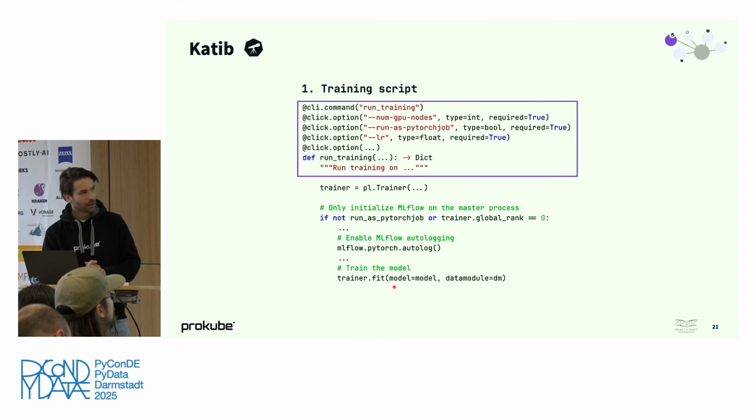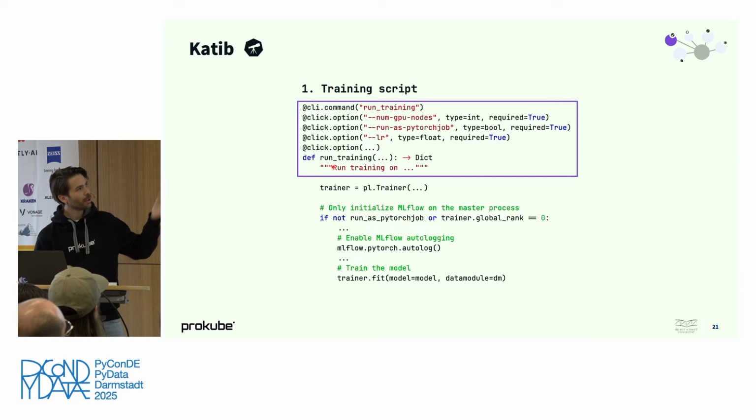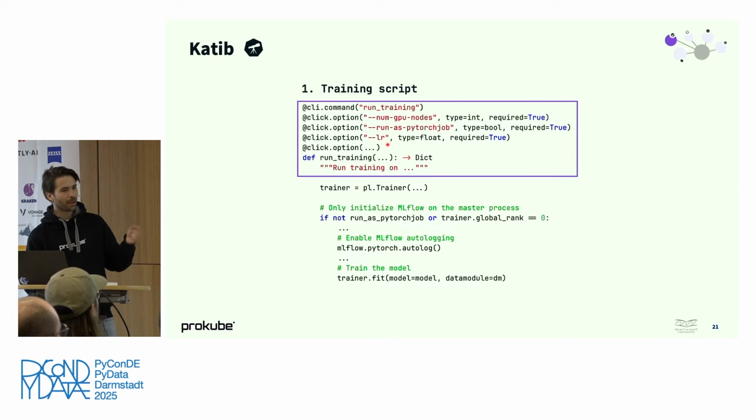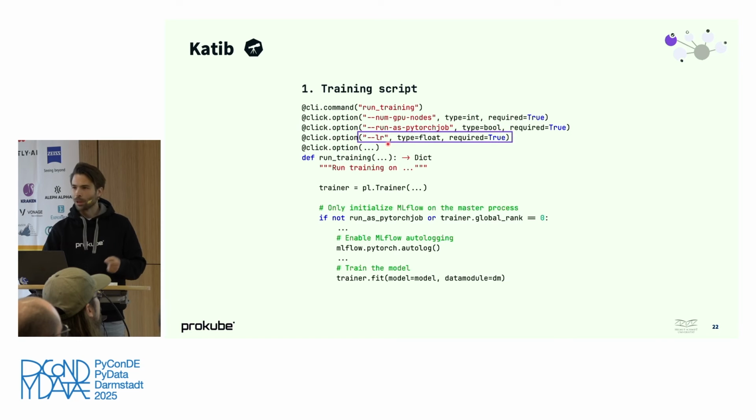First, the training script. No surprises here. We have a function somewhere in the main.py file called run_training, and we decorate it using click decorators such that we can use the CLI to call the function. So the number of GPUs might be interesting. Run as PyTorch job will be interesting in a minute. But here for hyperparameter tuning, especially this learning rate is interesting. So we have to specify every hyperparameter as a CLI argument here. More emphasis on that.